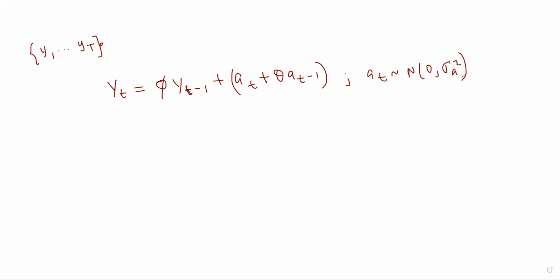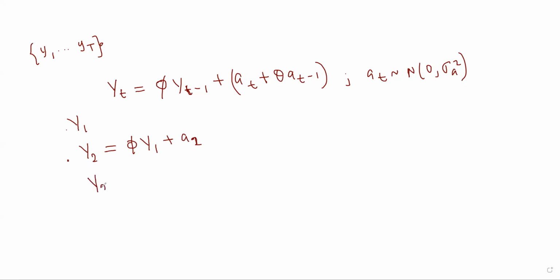Now, how will you do this? Well, the process is exactly similar. We will start conditioning. So you have your Y1, which is the first observation. Then Y2 is simply phi Y1 plus A1, sorry, A2. So let's say Y1 is given, then you're starting from here. You have the past observation, yesterday's observation, plus A2.